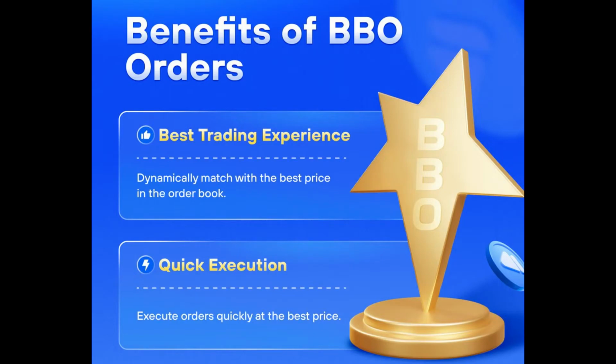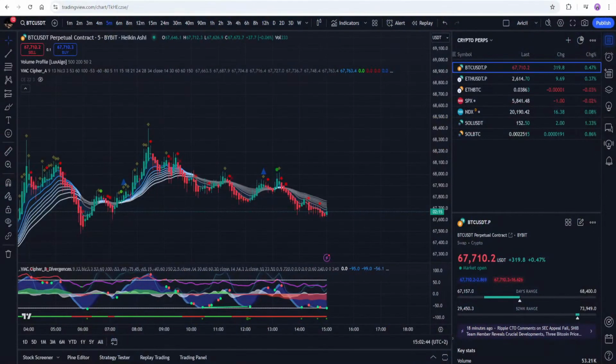In this video, we'll take a look at one of the best but also most underused functions when it comes to trading futures, which is the best bid order, also called BBO order. Let's go. So first, let me show you how to find it.